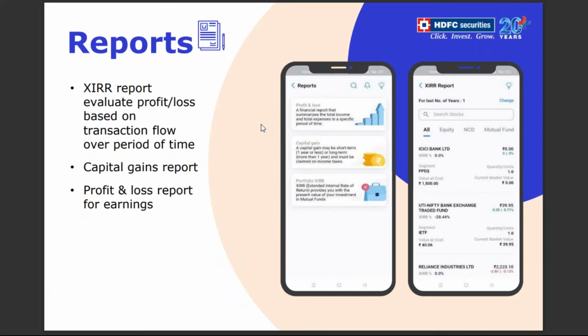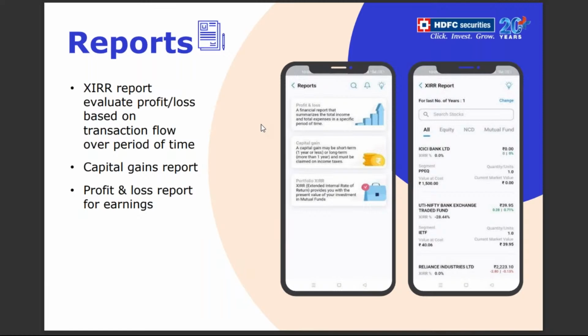On this page, the customer can see all the details, but if they want to download the reports, they cannot download them in this mobile application. They have to go to the web page and download the reports, either in PDF format or in Excel format, because sometimes the customer wants to file their taxes. At the time of filing taxes, they require so many reports.